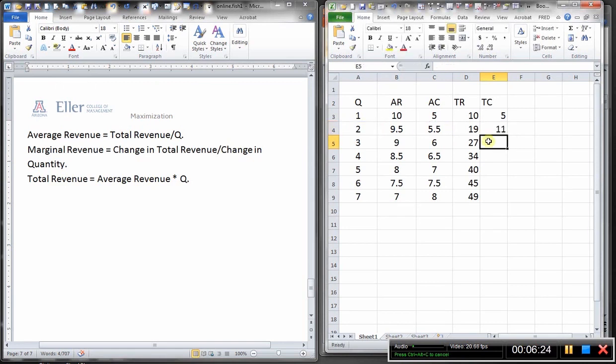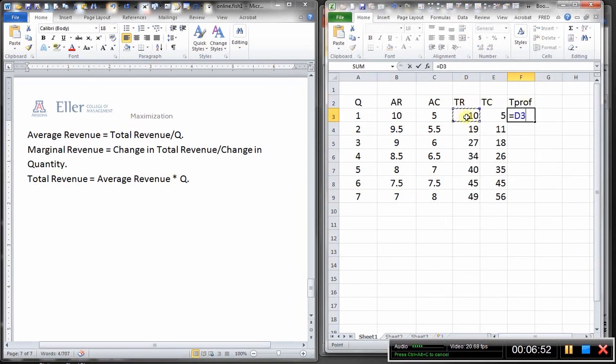You get this. Let's do it one more time. We're going to multiply the quantity of 3, which is A5, times 6, which is average cost, and we get 18, and we just keep bringing it down. The next move then is to calculate total profit, and we just take total revenue minus total cost.